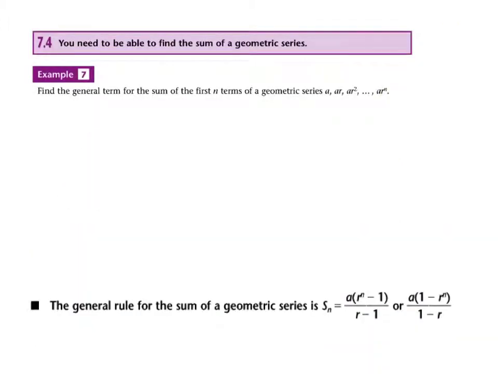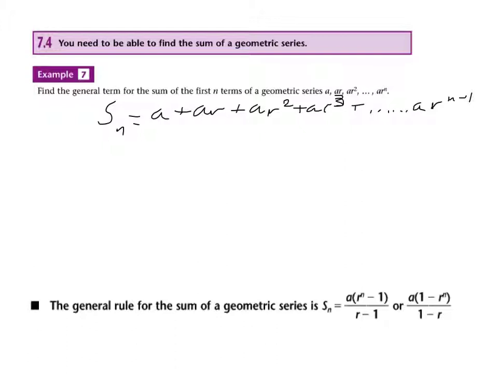Now, first of all, we need to know what the formula is. You don't need to know how to prove this, but it's quite a nice one to show how we prove. What we're trying to find is the sum of the first n terms. That is a plus a times r plus a times r squared plus a times r cubed, all the way up to a times r to the n minus 1.